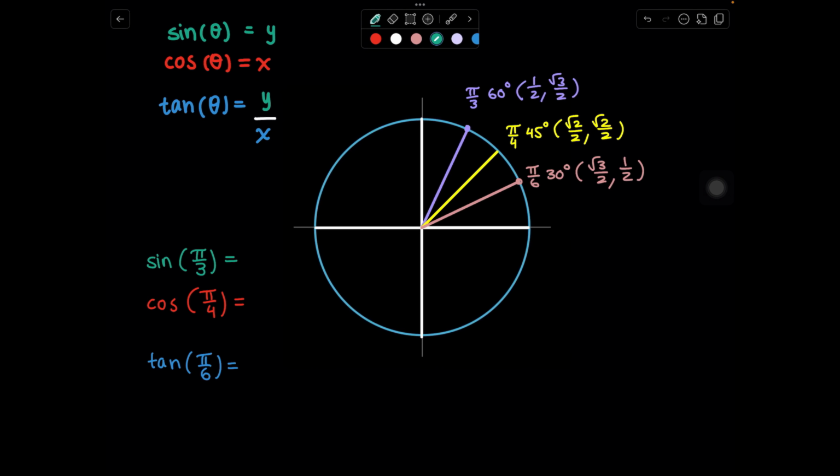So, starting with the first one, sine of pi on 3 means that we go to pi on 3 and we look at the y value. Well, the y value there is root 3 on 2. So the answer here is root 3 on 2. Cos of pi on 4 means that we look at the x value over here. So that's root 2 on 2. And then tan of pi on 6 means that we just get the y value here, and then we divide it by the x value.